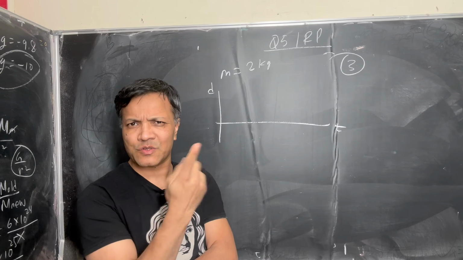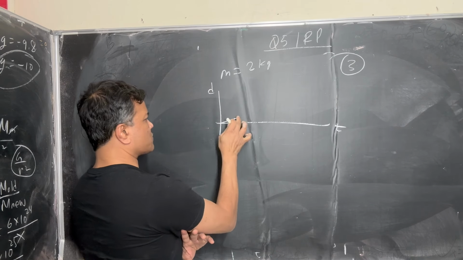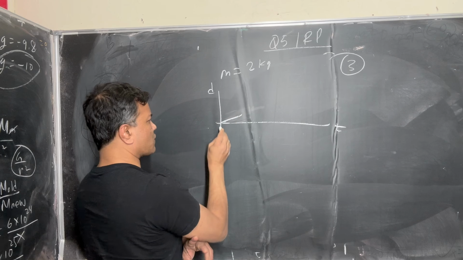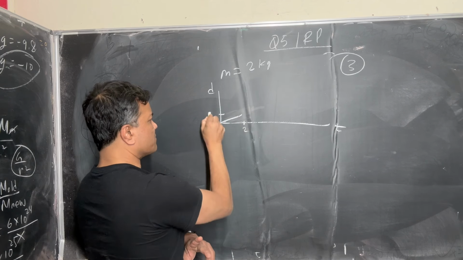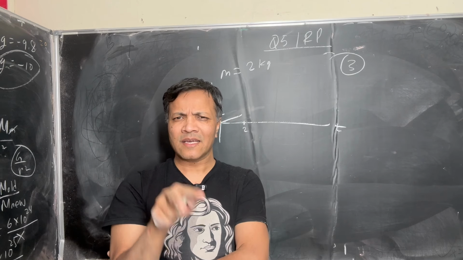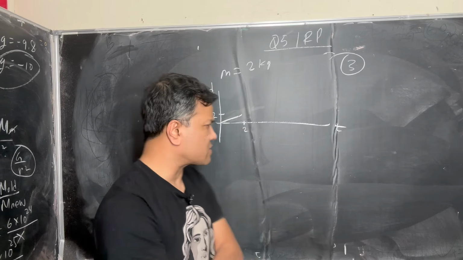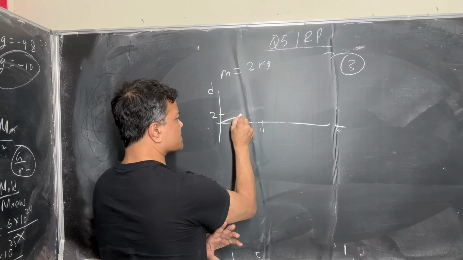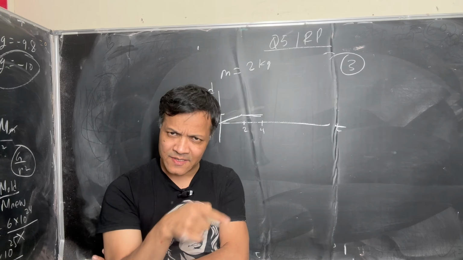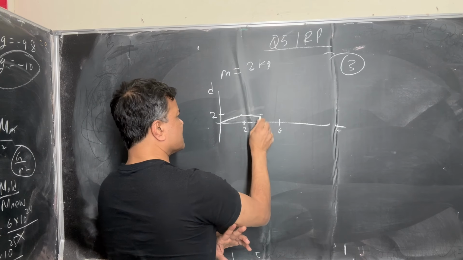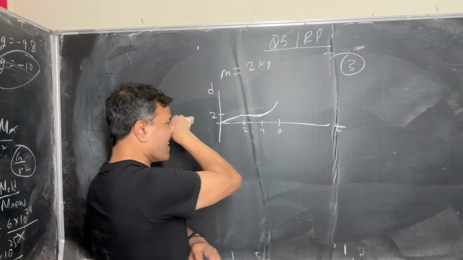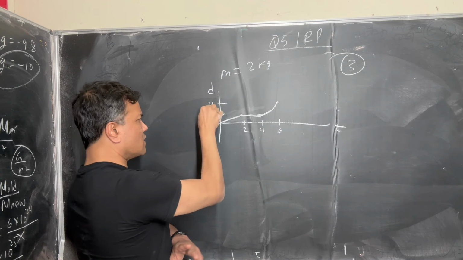So let's convert my story to math. First 2 seconds, it moves with constant velocity, covering the distance of 2 meters. Next 2 seconds, it doesn't move at all. It is at rest, covering no distance. And next 2 seconds, it is speeding up. So covering an additional 2 meters.